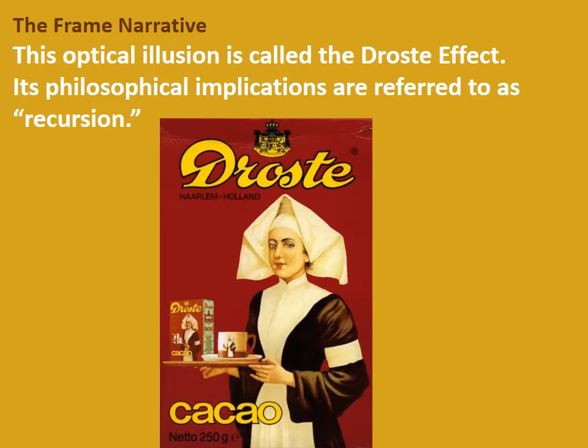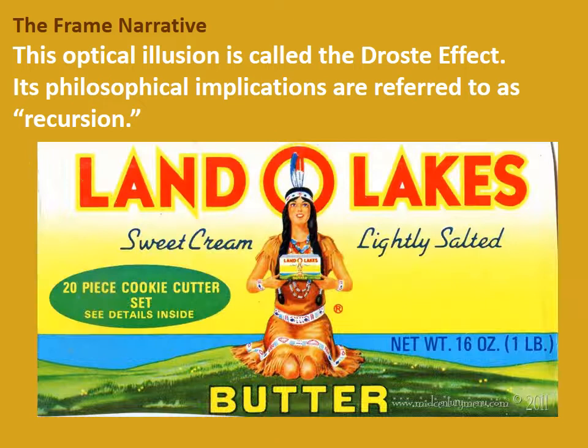This is a Droste. This is a box of cocoa. If you look at the servant, the woman with the cocoa, she's holding a tray, and on the tray is a box with a picture of herself holding the same tray, and so on. It goes on and on. And there's also a picture of her on the cup. So it's oddly, doubly reduplicative. Droste is just the name brand of cocoa, and so the name of this effect, this optical illusion, comes from the brand name of the cocoa.